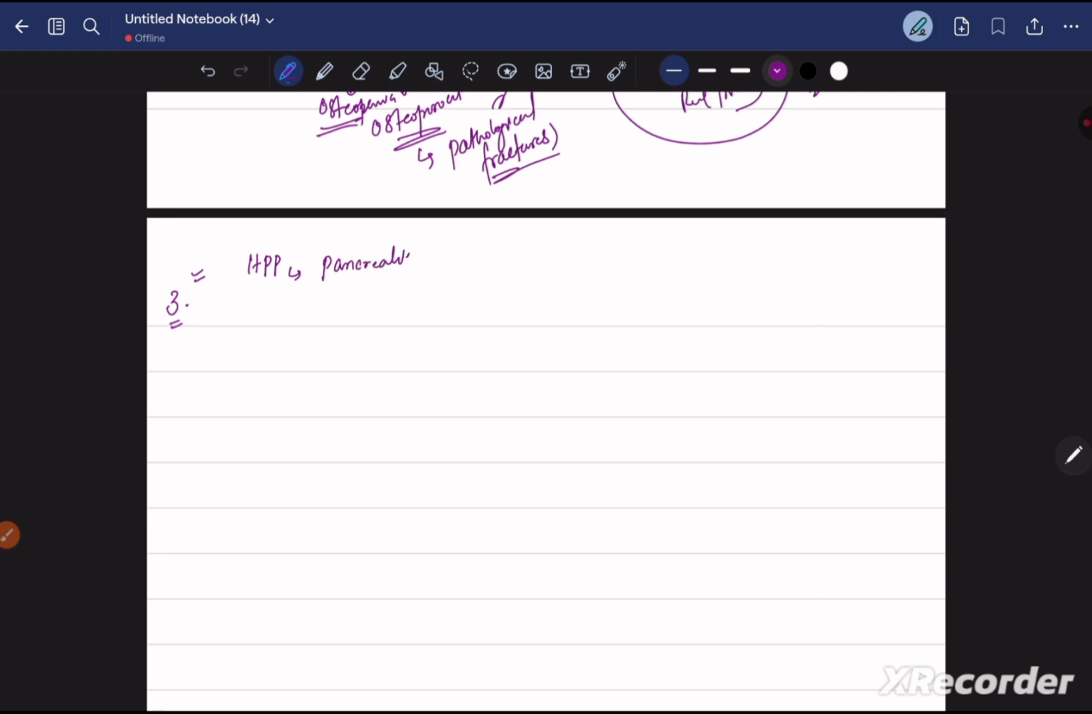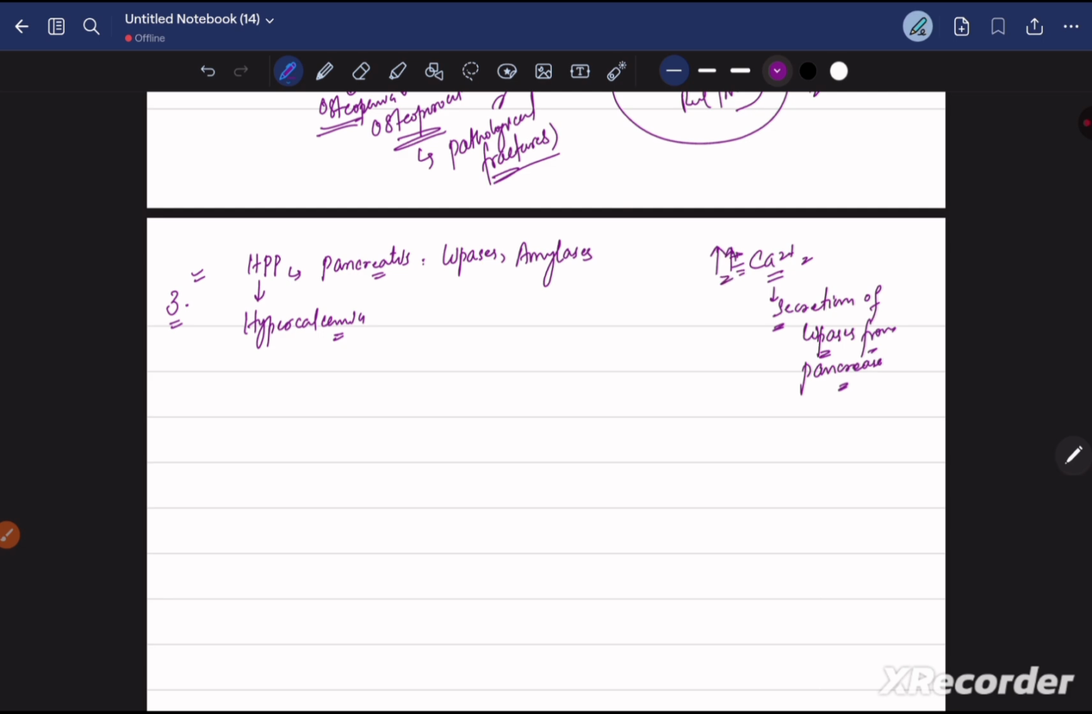You have to get a panel of lipases and amylases. Why? Because in hyperparathyroidism, you know that there is hypercalcemia. Calcium is important for the secretion of lipases from the pancreas. Whenever there is a normal concentration of calcium, there will be normal secretion of lipases from the pancreas. Whenever there is hypercalcemia, an increased concentration of calcium in the blood, it will lead to increased or uncontrolled secretion of lipases from the pancreas, and this leads to pancreatitis, that is, inflammation of the pancreas.